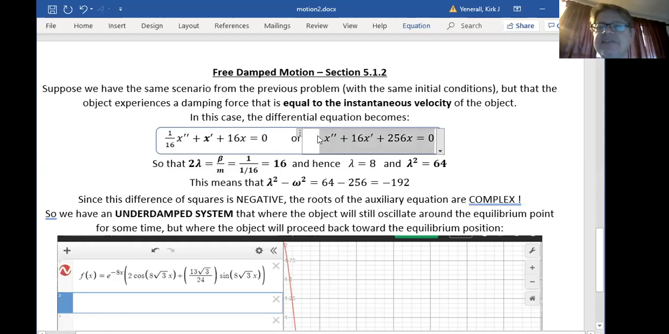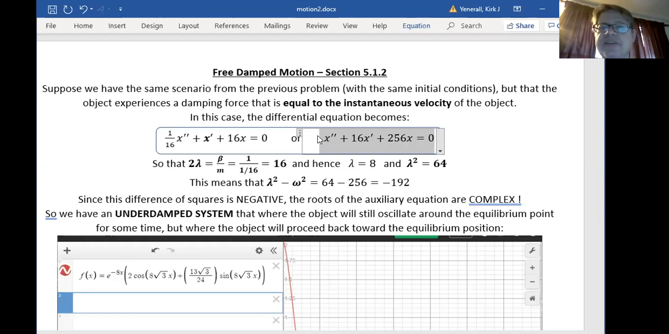Now notice that's exactly the same equation that we had earlier, except it's got this extra middle term that's coming from the damping force. Instead of just x double prime plus 256x equals 0, we now have x double prime plus 16x prime plus 256x equal to 0. That's going to change our auxiliary equation. It's going to change how our solutions look.